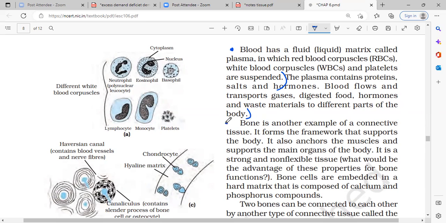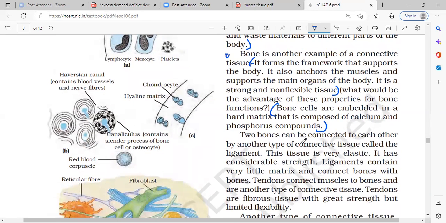Okay. Second is bone. What is bone? It is a framework that supports the body. It also anchors the muscles and supports the main organs of the body. It is a strong and non-flexible tissue. Bones are embedded in a hard matrix that is composed of calcium and phosphorus compounds. Two bones can be connected to each other.